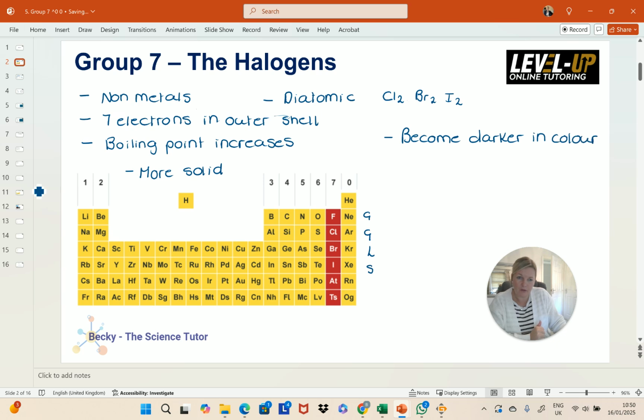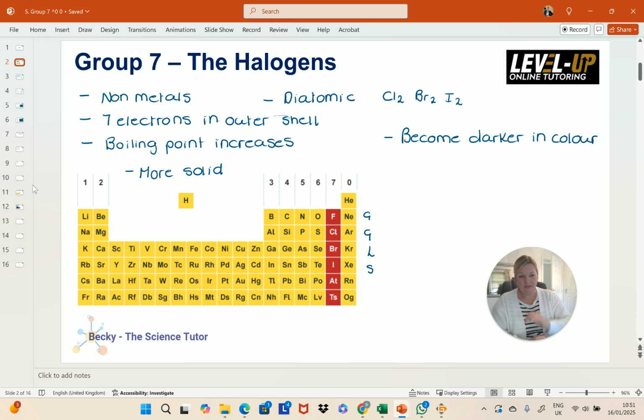So fluorine and chlorine are gases. They're quite light, they're sort of green and yellow in colour. When we move down to bromine, if you think about bromine water, that gives us that orangey brown colour. Iodine is actually incredibly sort of dark purple. It almost looks black when we look at it. Okay, so they become darker in their colour as we move down the group.